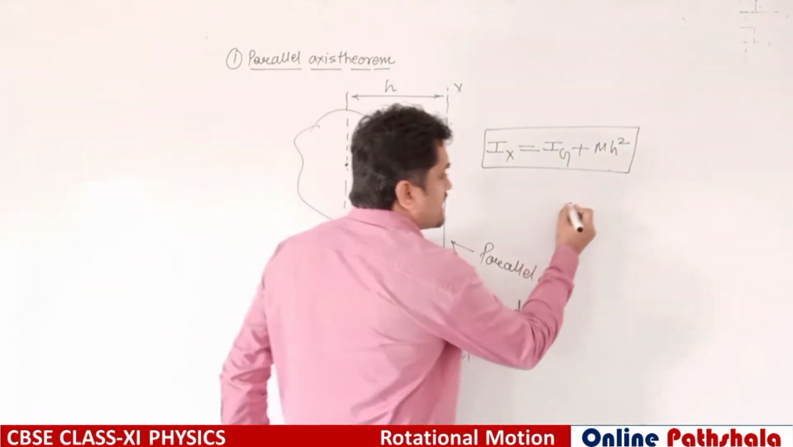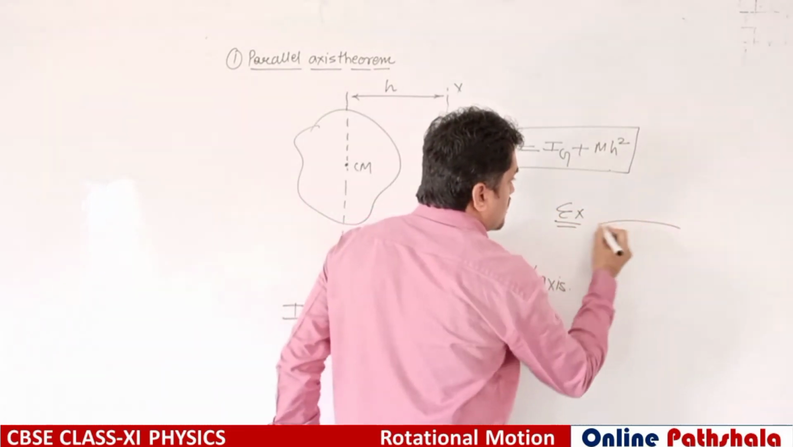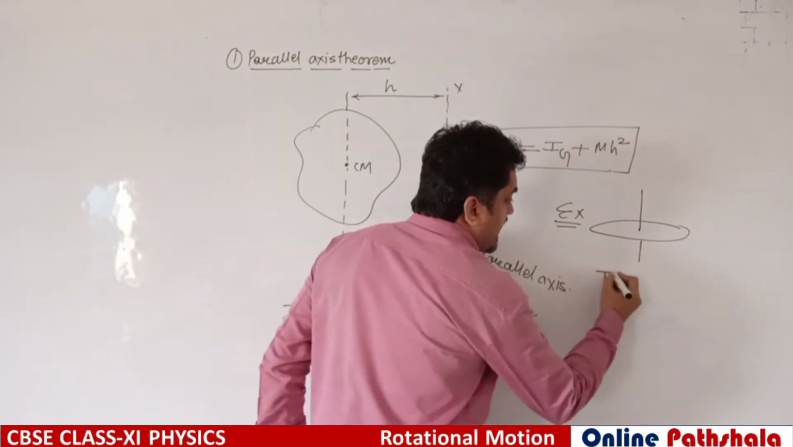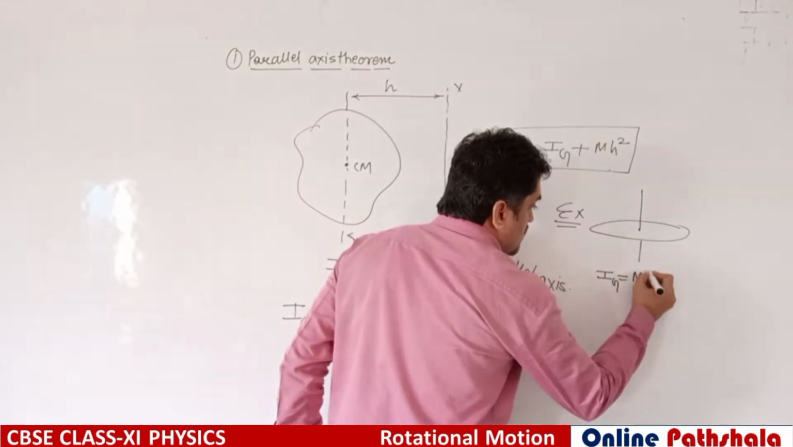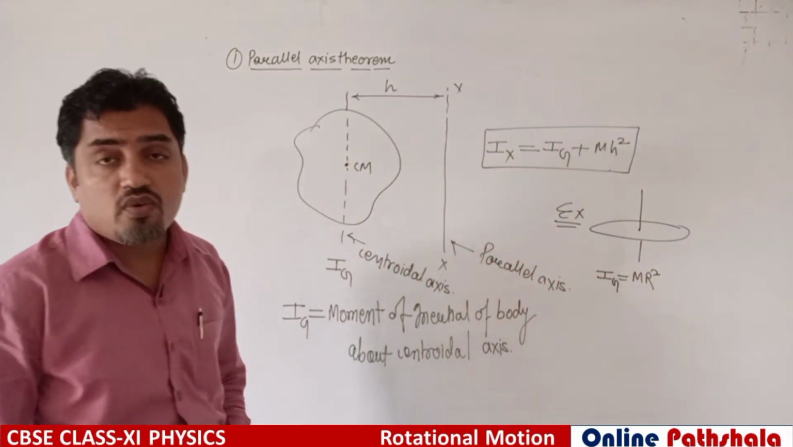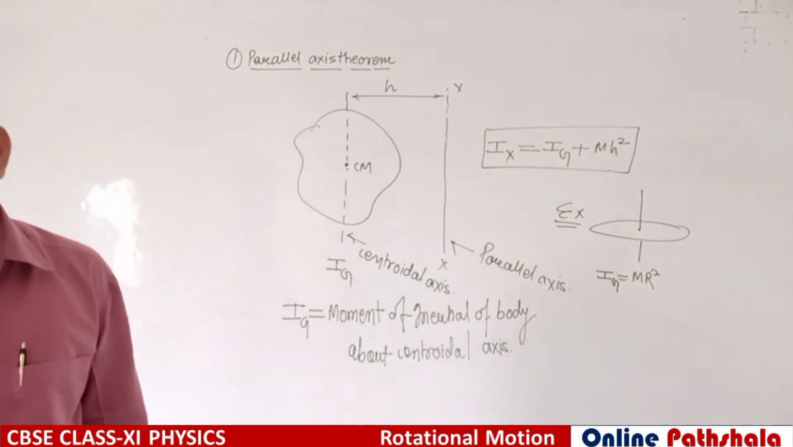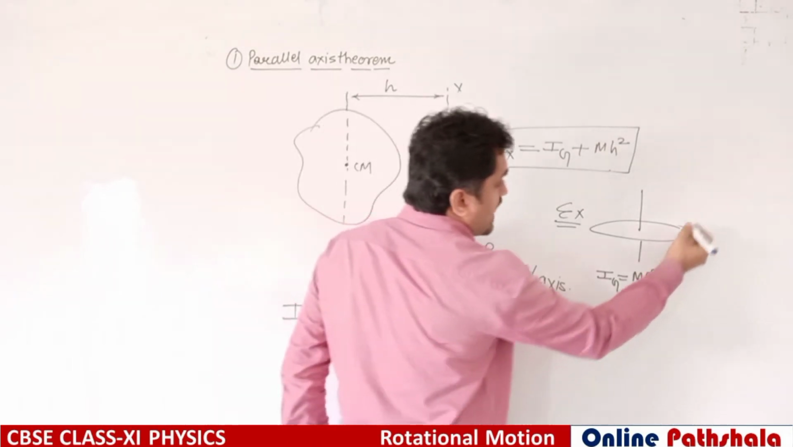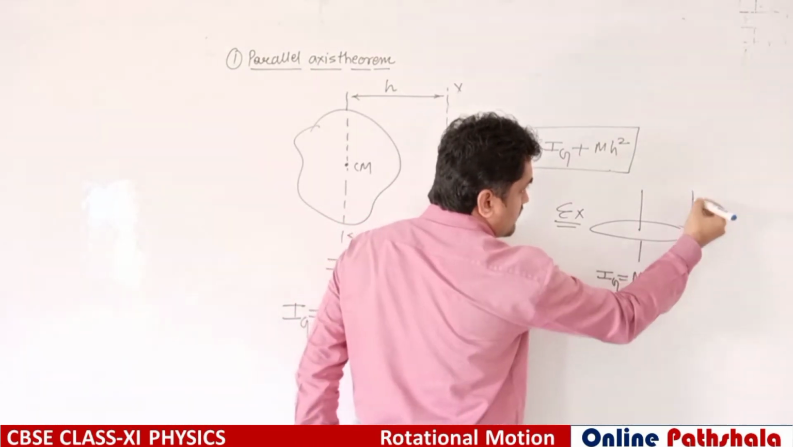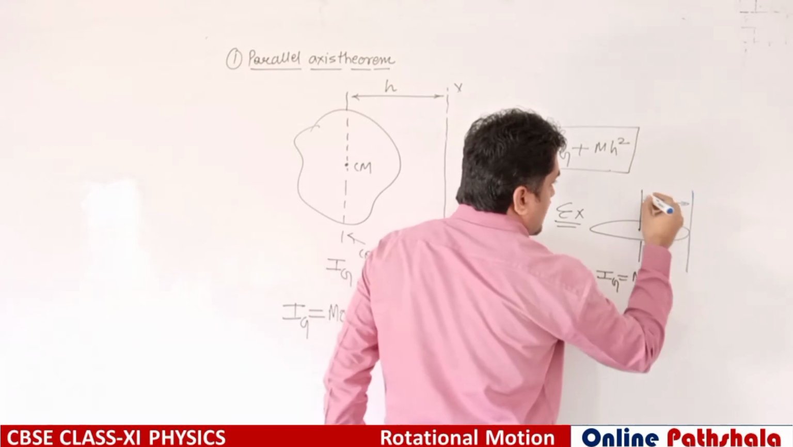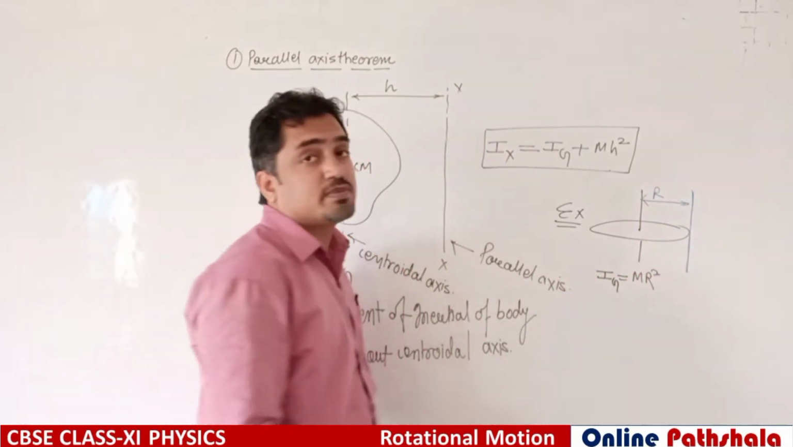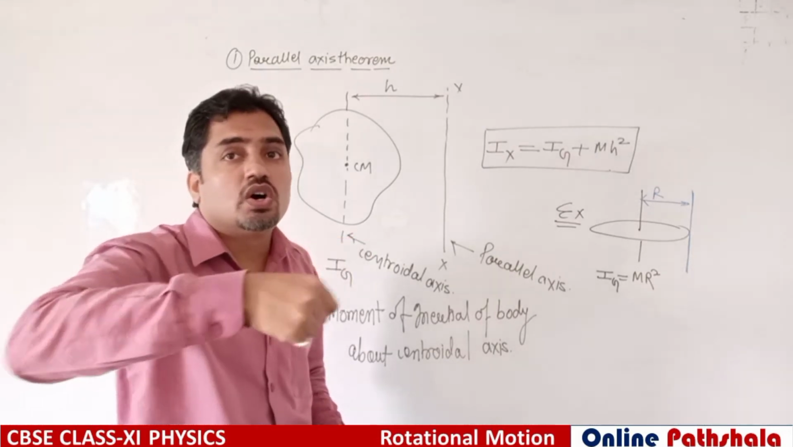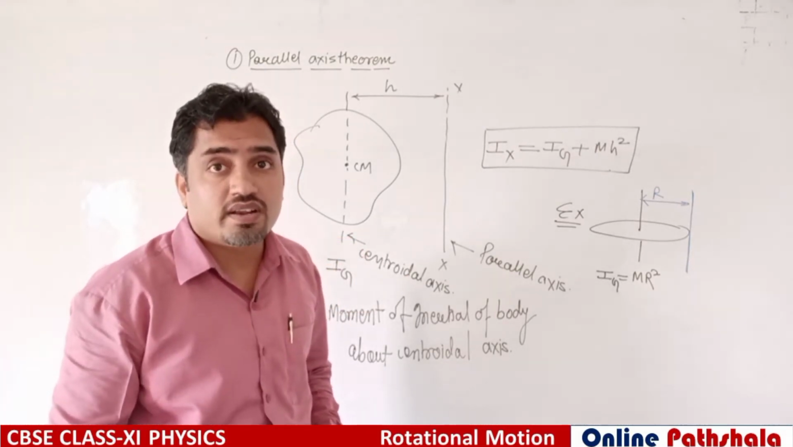Like, we can take some example. It is our circular ring, and in this case Ig is equal to mr square, you know very well. Now, what is the moment of inertia of this circular ring about a parallel axis at a distance r, which is passing through the rim and perpendicular to the plane of the ring?